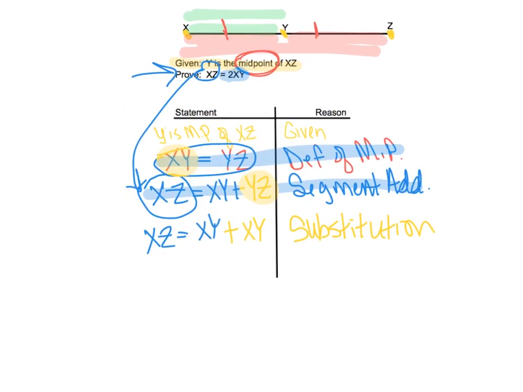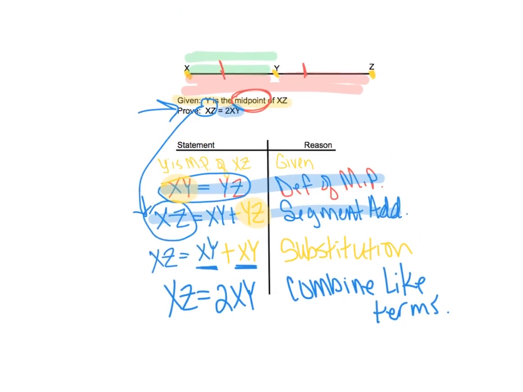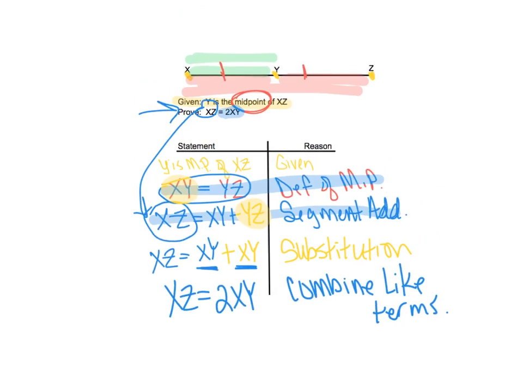And then the last thing, we want to get 2xy. Well, we know that xz equals, if we put one xy together and another xy together, we have two xy's. Just like x plus x is 2x in variable terms, with segments we can do the same thing. That is just combining like terms. Okay, so that's looking at one example of how we can write a proof with segments. So if you need to go back and listen to the reasoning or pause the video and think about it a little bit, feel free to do that.